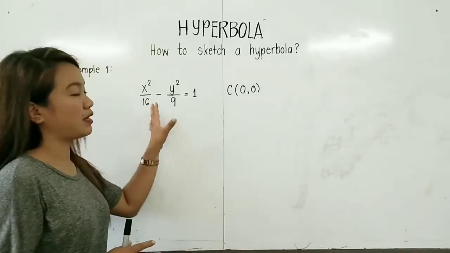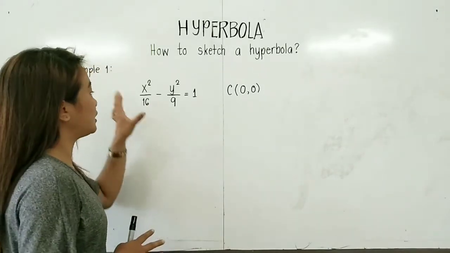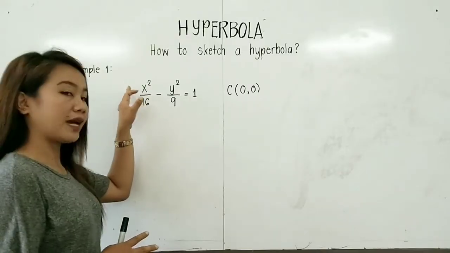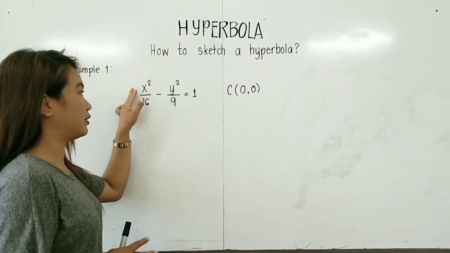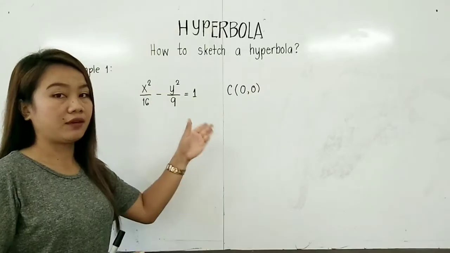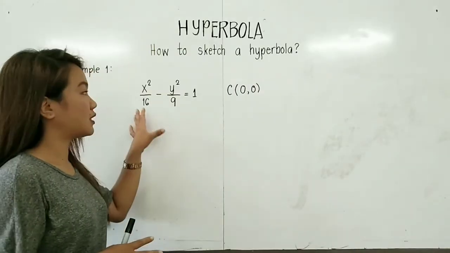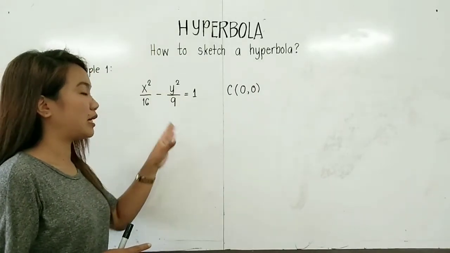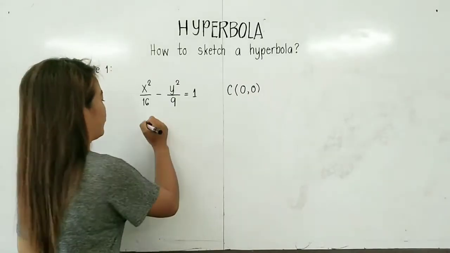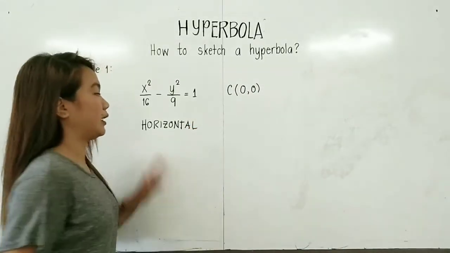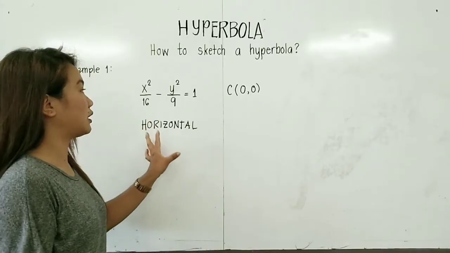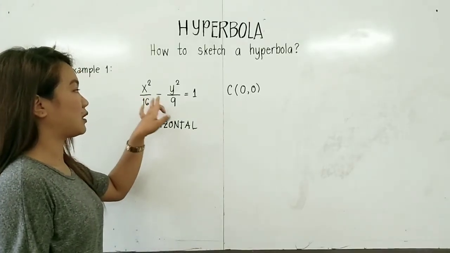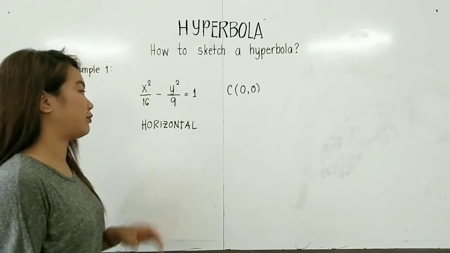How about the position of this hyperbola? Since the first variable is x and it is positive and our y is negative, therefore the transverse axis of this hyperbola is horizontal. Again, the transverse axis is horizontal because our x is positive and our y is negative.